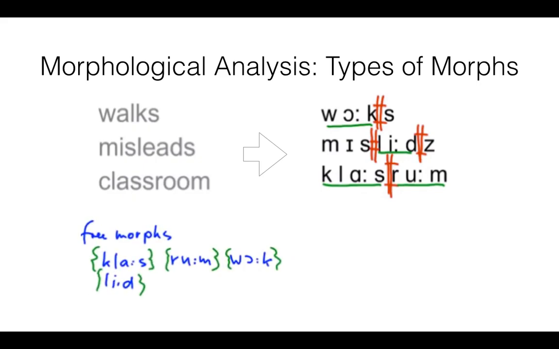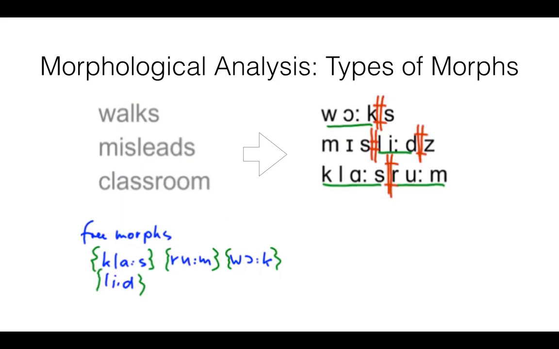Now, again, this is a recap of the types of morphemes we have there. From this analysis, from this phonemic representation, from this phonetic transcription here, we can determine the free morphemes, which are class, room, walk, lead. Okay? And please pay attention to the formalities.